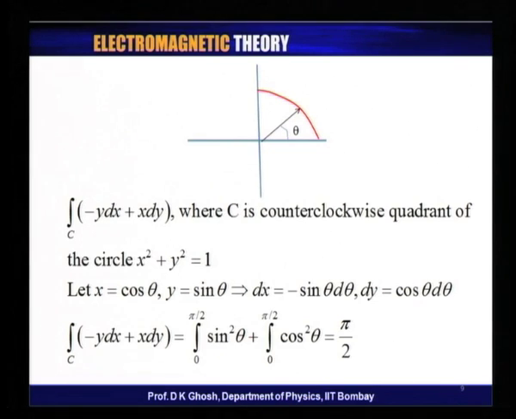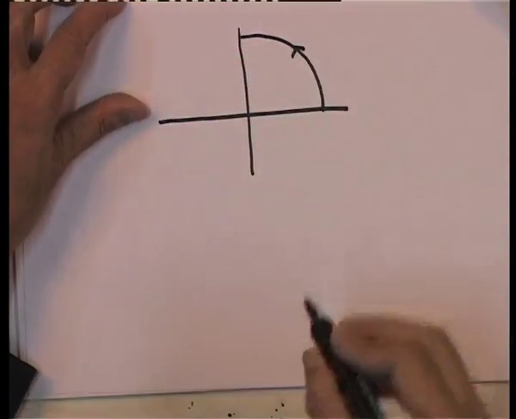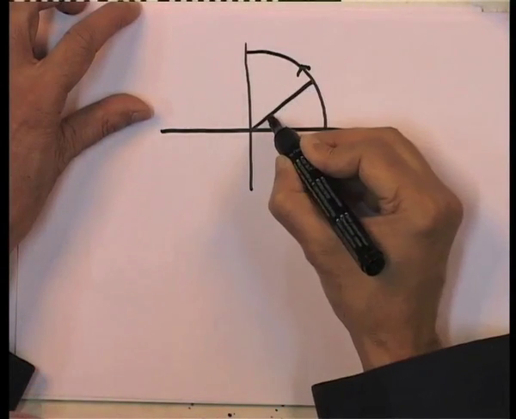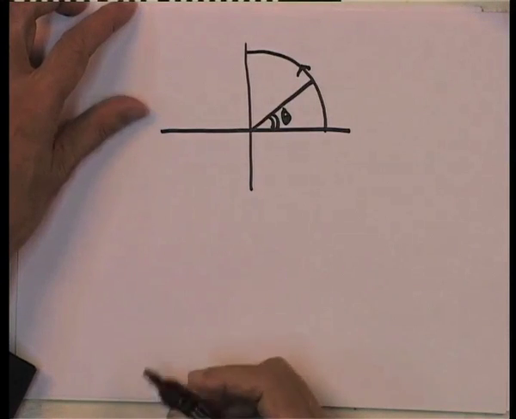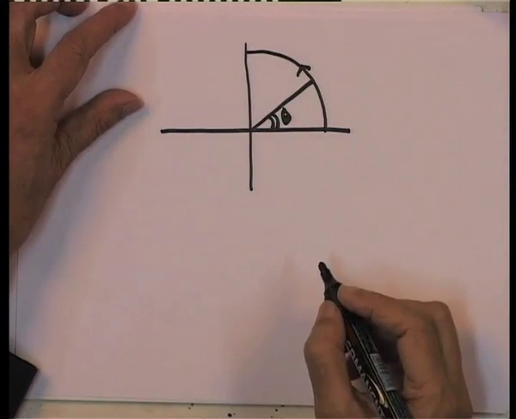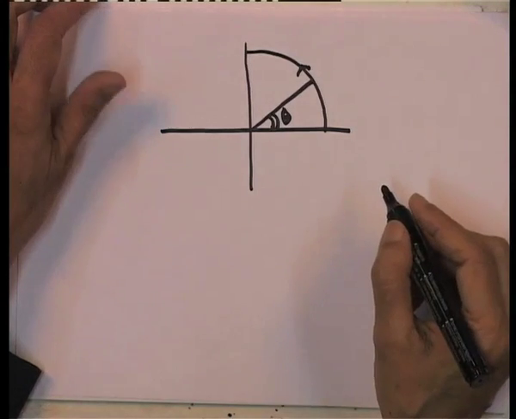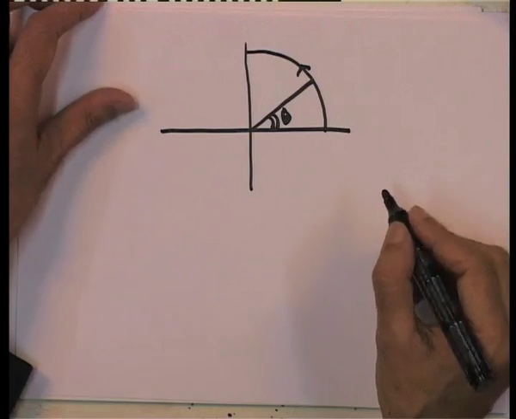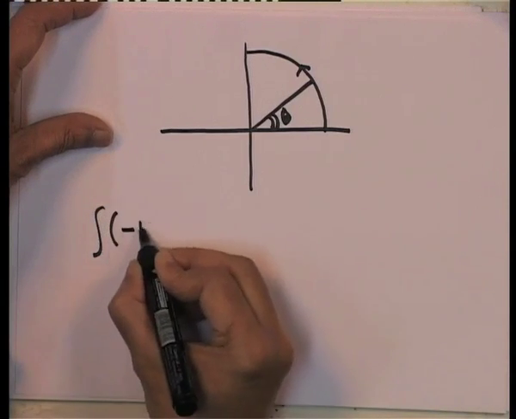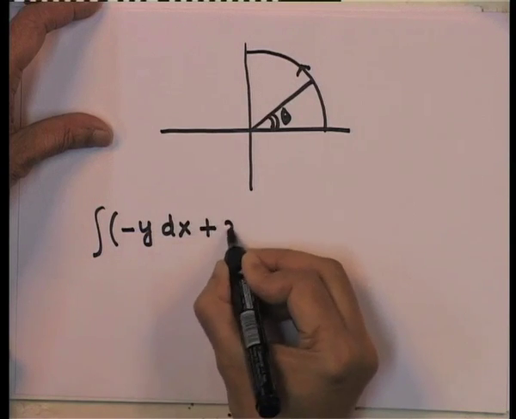The technique is that along the curve, I need to have a parameter. I have already said that along a curve, I have a single parameter. Now, notice that if I have this curve, which is a quadrant of a circle, I can use the angle theta as a parameter. This is a quadrant of a circle of radius 1, because the equation is x square plus y square equal to 1. And I need to compute minus y dx plus x dy.